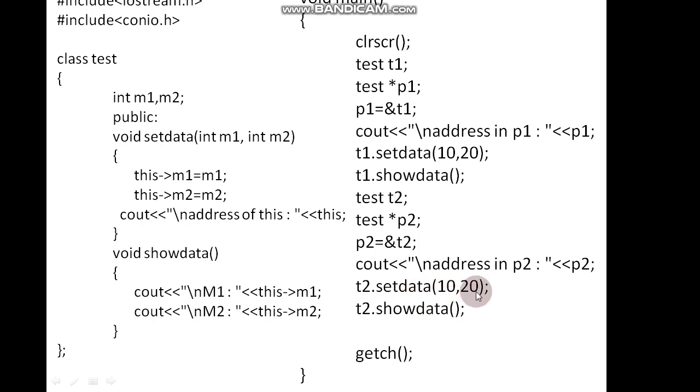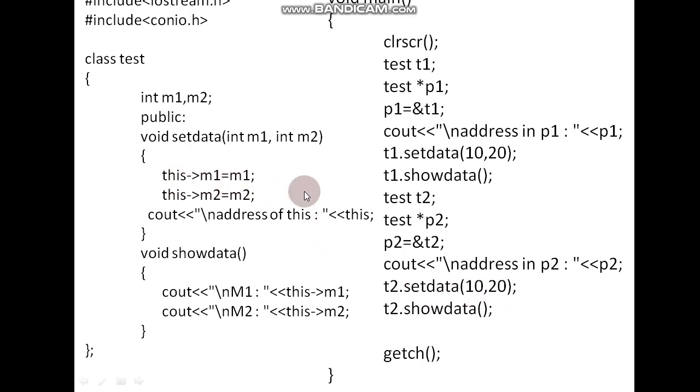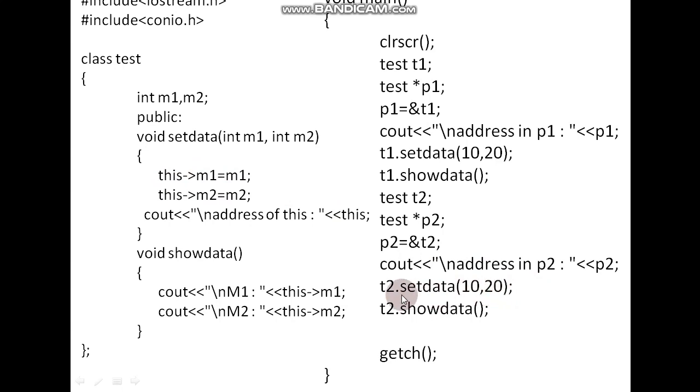We can assign different values here. So this value will be assigned to M1 of T2. This value will be assigned to M2 of T2. So the address of T2 can be displayed using this operator, as it is passed implicitly to all member functions.